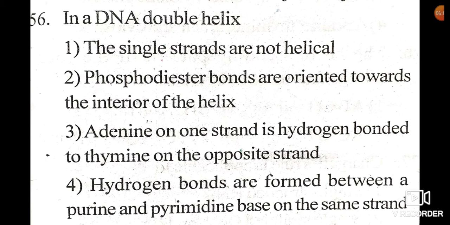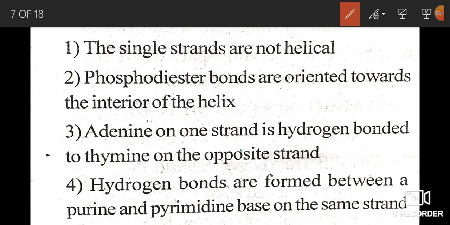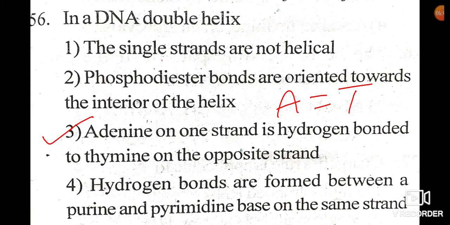Question number 56. In DNA double helix. So in this, the right option is third one. Adenine on one strand is hydrogen bonded to thymine on the opposite strand. So adenine always binds to thymine with two hydrogen bonds. So this is the right option of this question. The remaining are not correct.